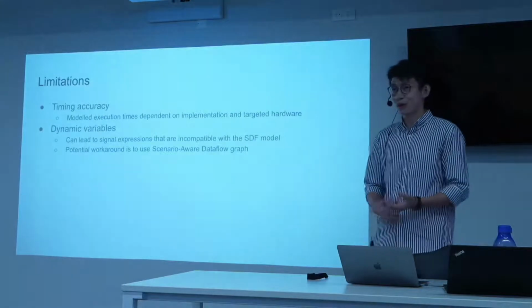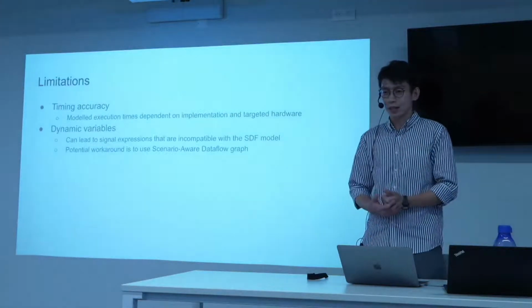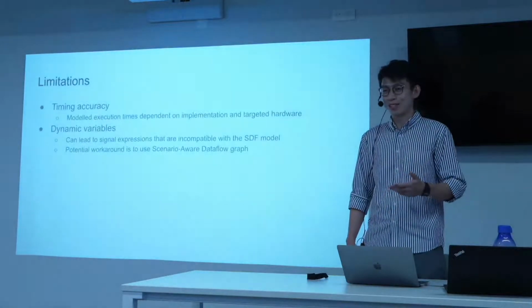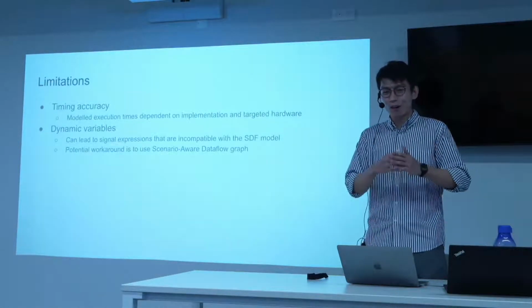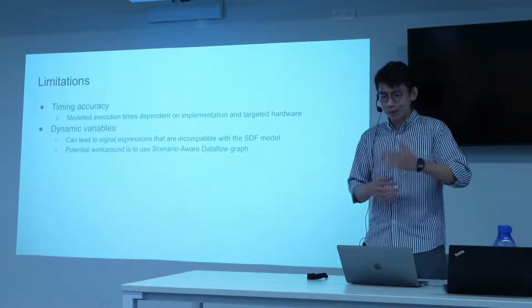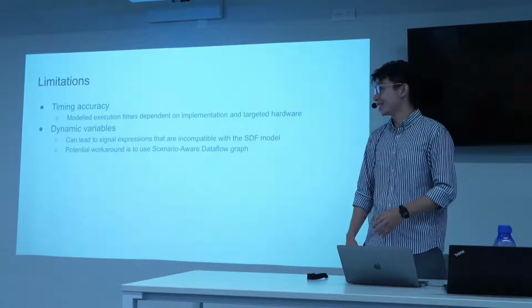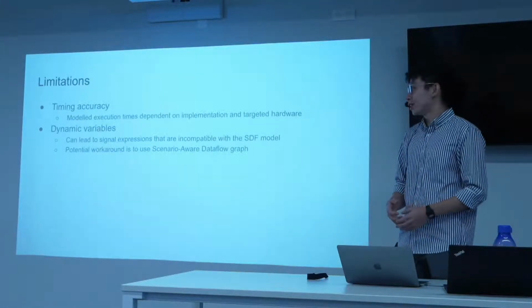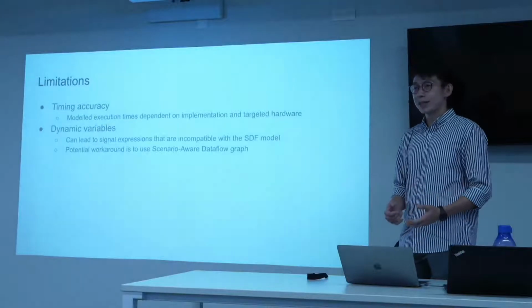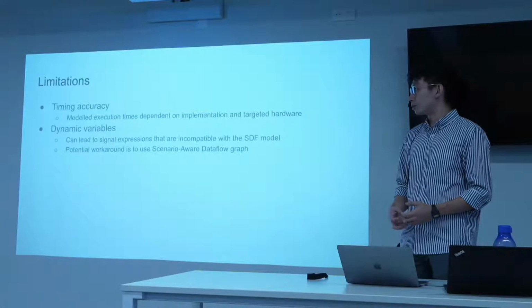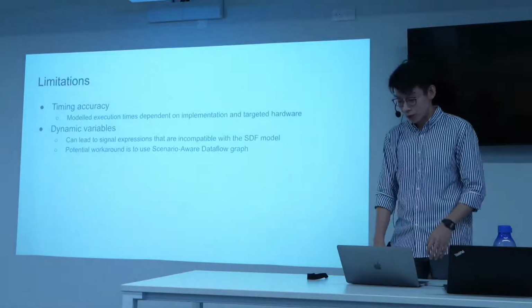The other issue is that of dynamic variables, which you would have seen in the example of Echo from before. Our workaround right now is to compute all possible values you could send to each variable, and then from there compute the possible throughputs you could get. But of course, this isn't very elegant at all. So something we're looking into is using scenario-aware data flow graphs, which is a multimodal version of SDF that might be able to help us with this limitation.